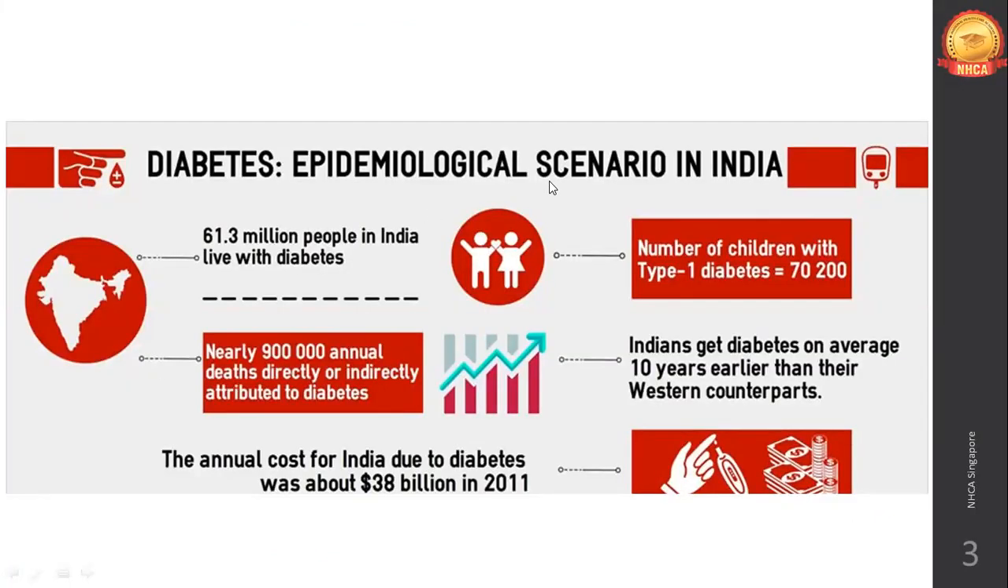Approximately 61.3 million people in India live with diabetes, and nearly 9 lakh annual deaths are directly or indirectly attributed to diabetes, because diabetes can aggravate other healthcare conditions, specifically the challenges of heart disorders and kidney disorders. HbA1c is the test name.